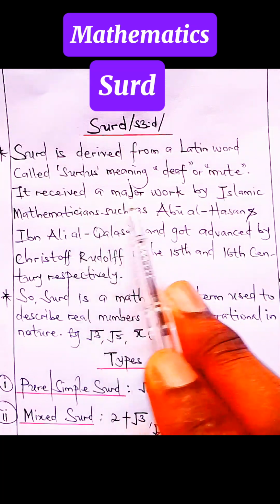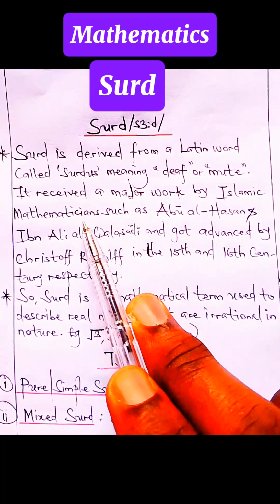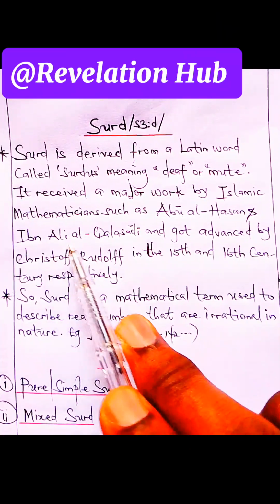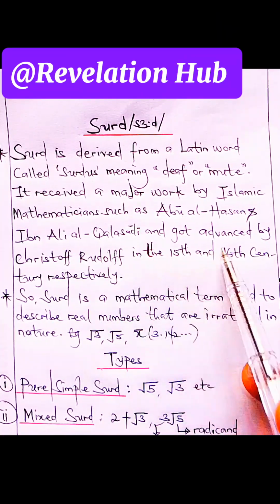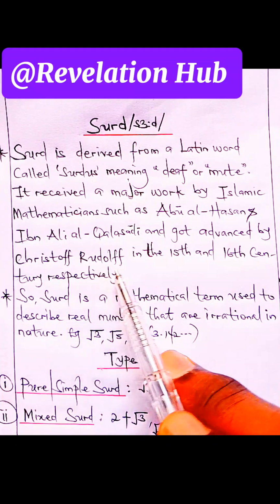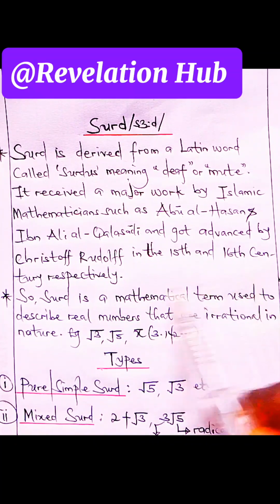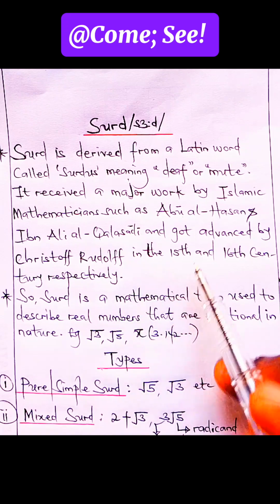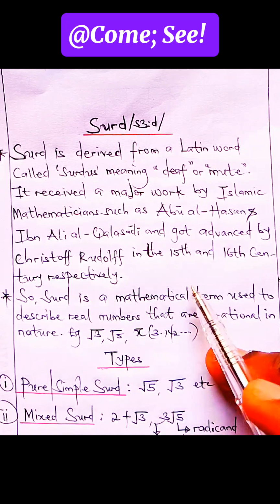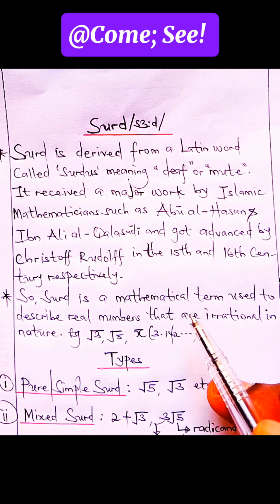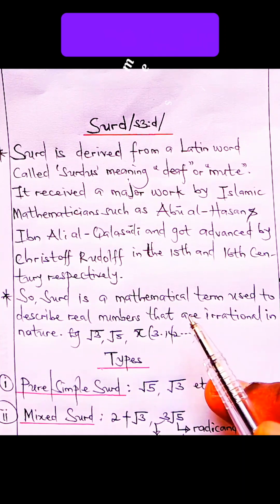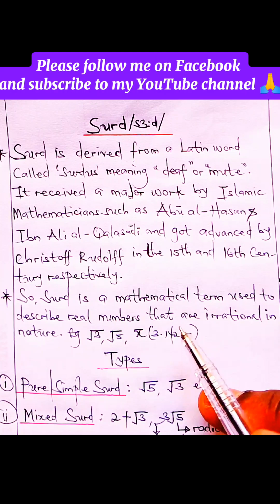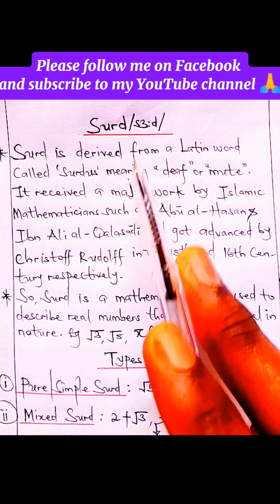This surd received major work from Islamic mathematicians such as Abu al-Azan and Ibn Ali al-Khalasadi, and got advanced by Christoph Rudolph in the 15th and 16th century, respectively. What we are looking at today is a very interesting part of mathematics which comes in handy in a couple of things. There's no way you can work on quadratic equations and a couple of other things without having knowledge of surd.